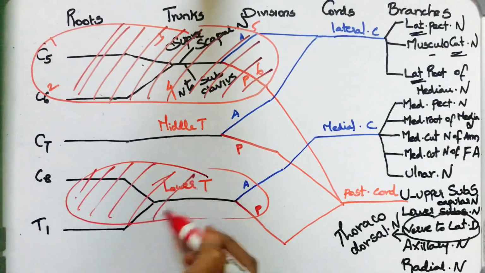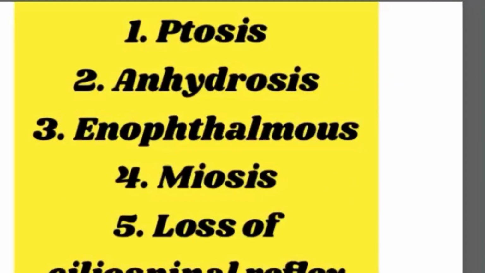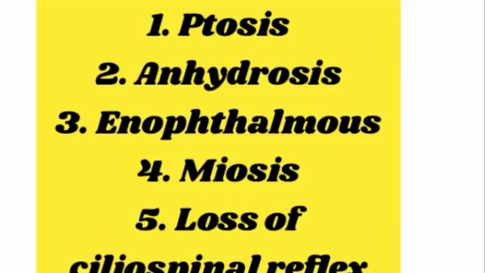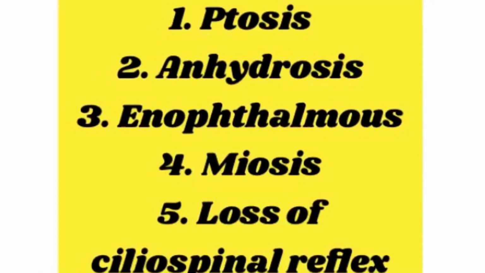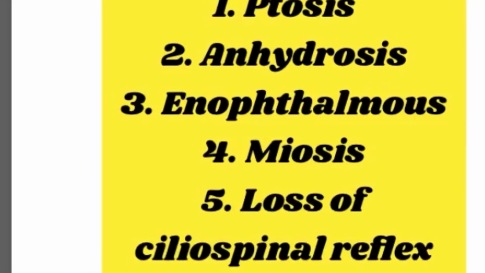Any injury to the lower trunk results in Klumpke's palsy, and this results in Horner syndrome, which involves the lesion at the T1 level. And these are the 5 components of Horner syndrome: ptosis, anhidrosis, enophthalmos, miosis, loss of ciliospinal reflex.